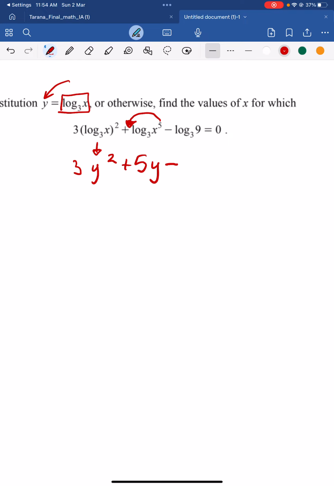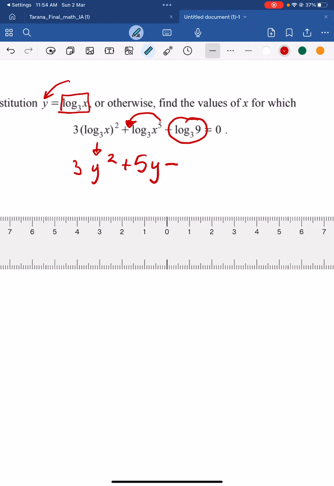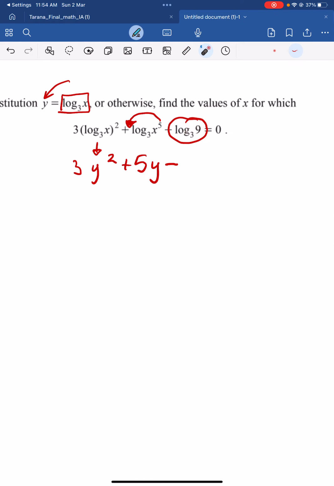And then this one here, well, think about what does log to the base 3 of 9 actually mean? Well, in the world of logarithms, we take the base here, 3, raised to what exponent gives me 9, and you can see that that's an answer of 2. So we can actually replace that with 2, and look, we've transformed the log equation into a quadratic.